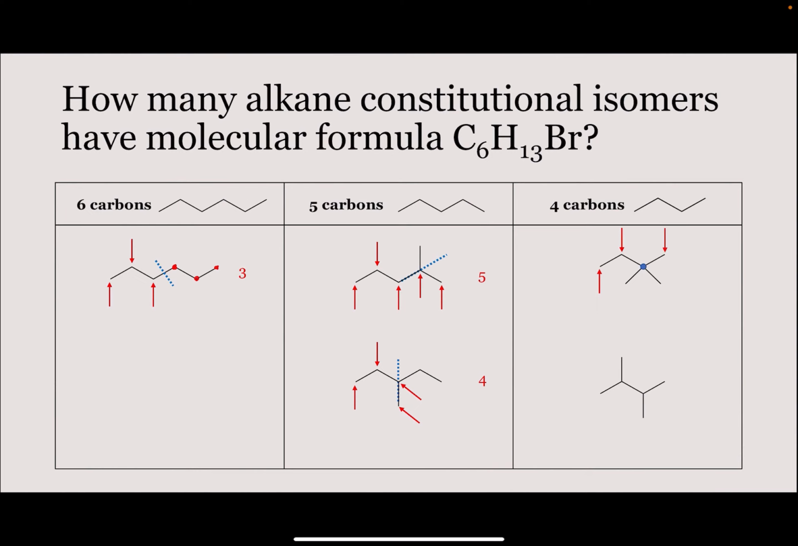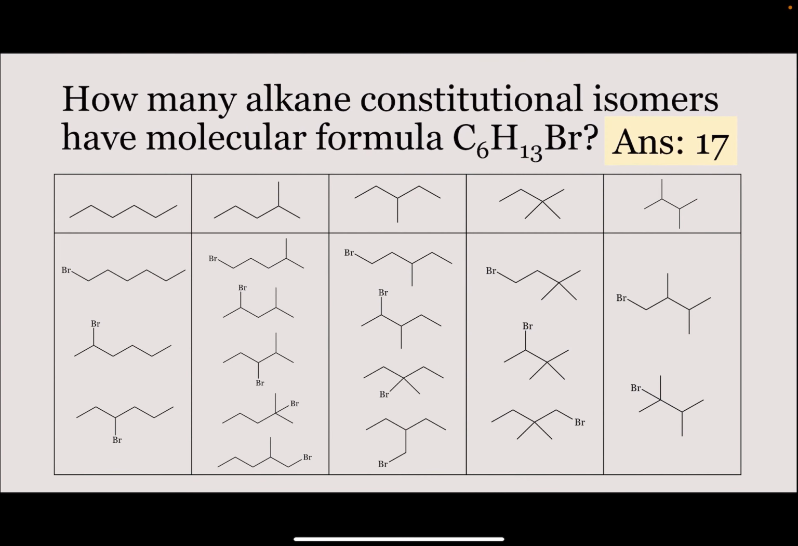Now notice I cannot put my bromine on this position because carbon can form exactly 4 bonds. If I put a bromine over there, carbon would have 5 bonds. That is illegal in organic chemistry. Now for this last structure, we only have 2 different possibilities because we have a mirror plane of symmetry here, and here. That's only 2 different carbons. So that gives me a total of 3 plus 5 plus 4 plus 3 plus 2, or 17 constitutional isomers. And just to verify, this is what all of those constitutional isomers look like.